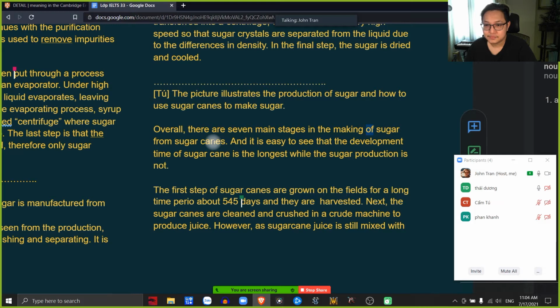And it's easy to see that the development time of sugarcane. Development time, that sounds like a manufacturing process, but here you're just growing sugarcane, and there are many of them. Có nhiều cái sugarcane nha.